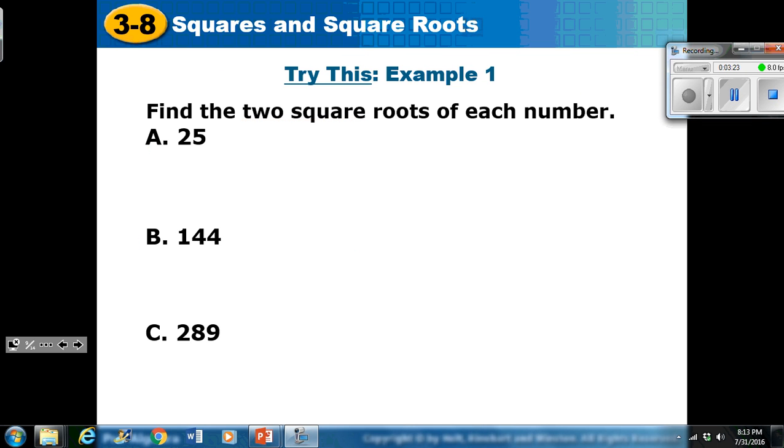Okay, hopefully you've got this now. They're asking for the two square roots. The square root of 25 is 5, plus or minus. The square root of 144, so it's 12 times 12 equals 144. The square root is plus or minus 12. And this one's 17 times 17, so plus or minus 17.